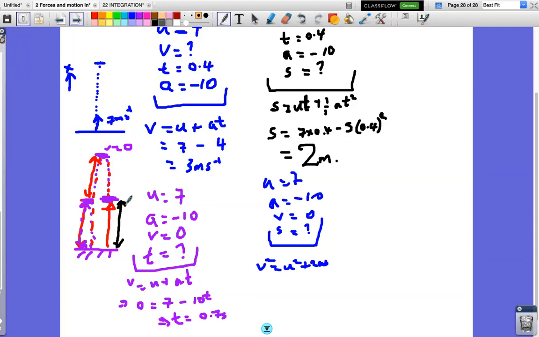This one will also be very straightforward. U is 7. You don't know V. A is negative 10. What else are you looking for? S, you don't know. And T is 0.9. So you look for S. You use the equation S equals UT plus half AT squared to look for this height.